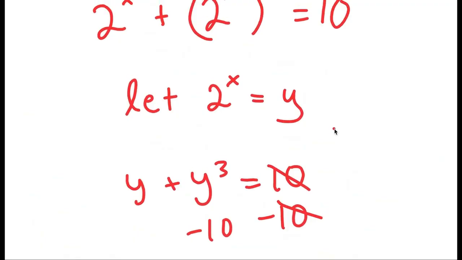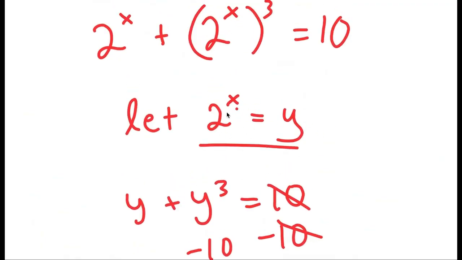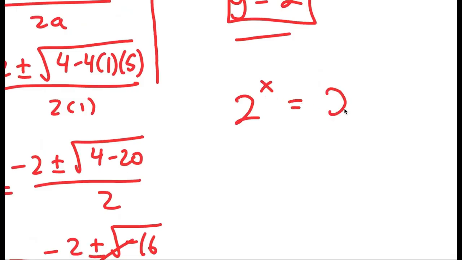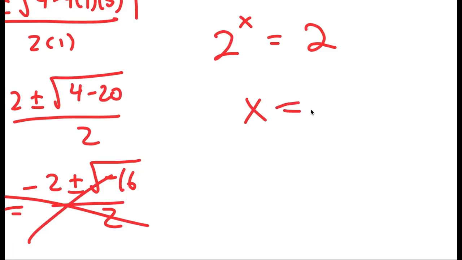And remember, we're solving for x, not y. And we let 2 to the power of x equal to y. So I have 2 to the power of x is equal to 2. And the only solution to this would be x equals 1, because 2 to the power of 1 is equal to itself.